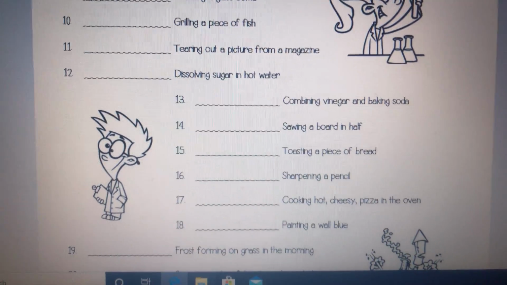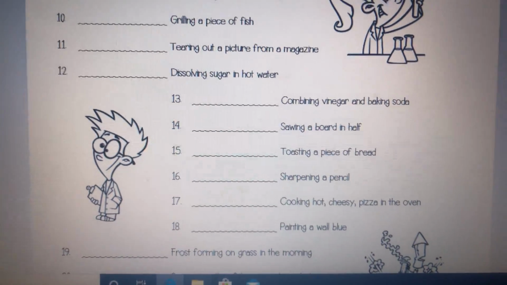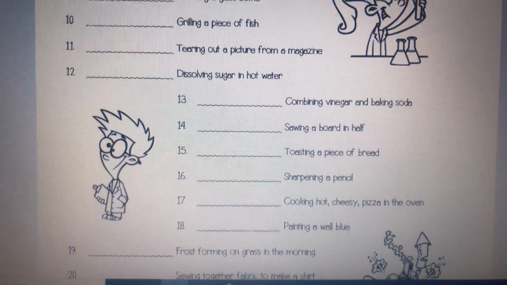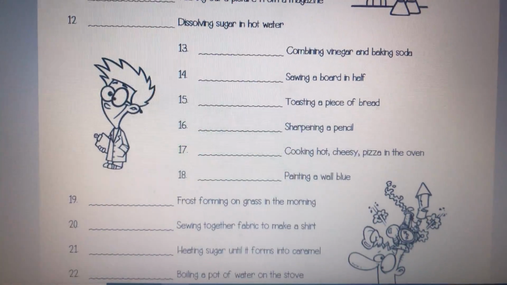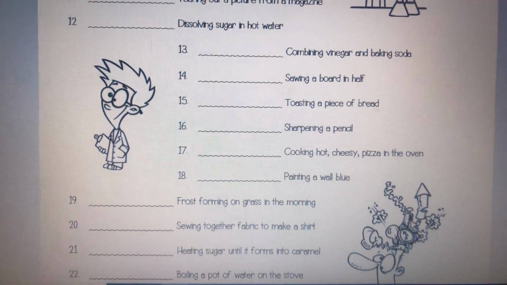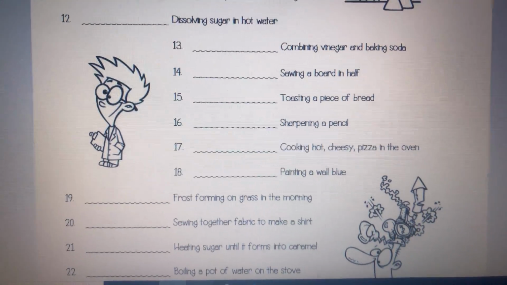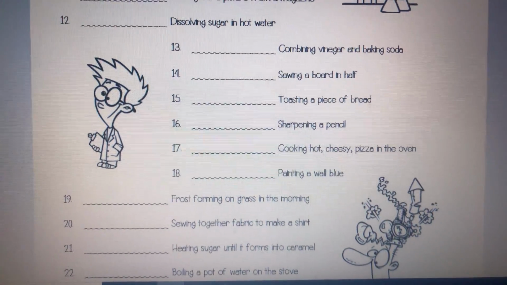Combining vinegar and baking soda. Oh yeah, we've done that, didn't we? We actually did that. And it's a chemical change. Sawing a board in half. That is a physical change, not a chemical change, still a board.